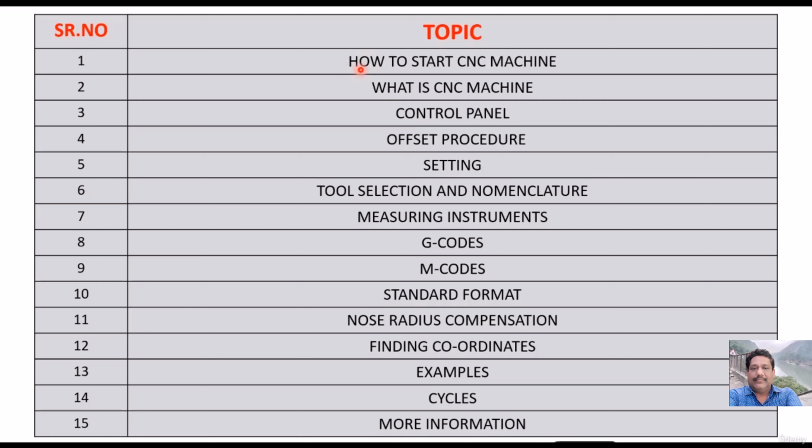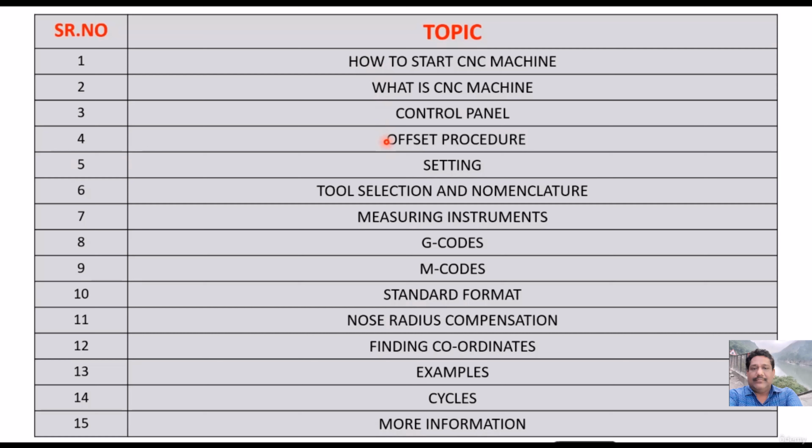So first, we will see how to start a CNC machine. After that, we will explore what a CNC machine is. In this topic, we will learn exactly what a CNC machine is. Our third topic will cover the control panel. In this topic, we will go into detail about the control panel. Next, we will discuss the offset procedure, meaning we will learn how to set offsets and how to determine offset values. All of this will be covered in that topic. Afterward, we will move on to the topic of setting.